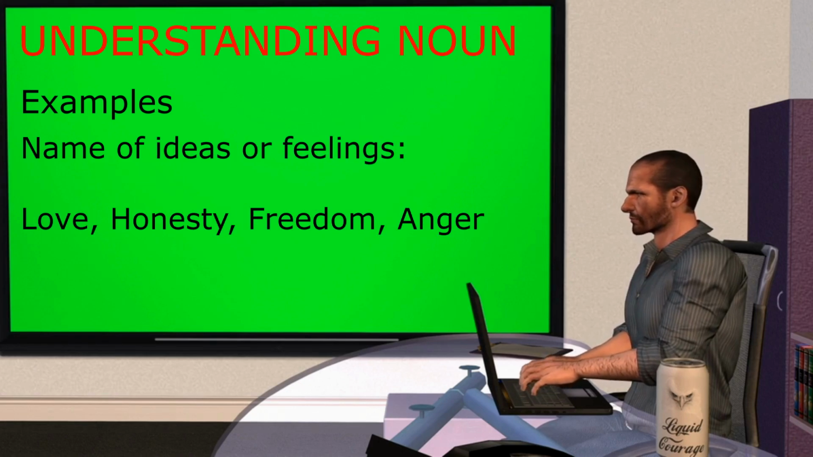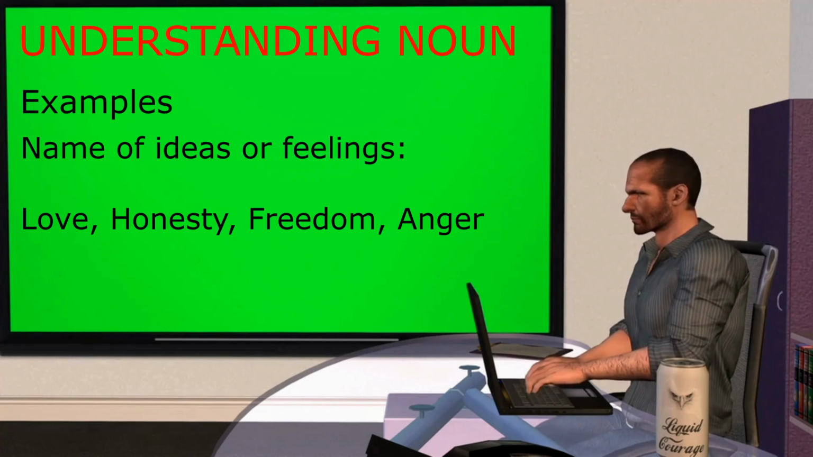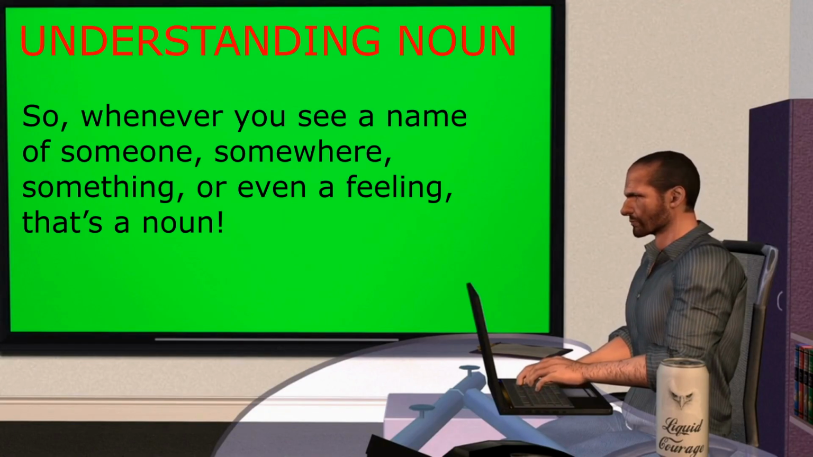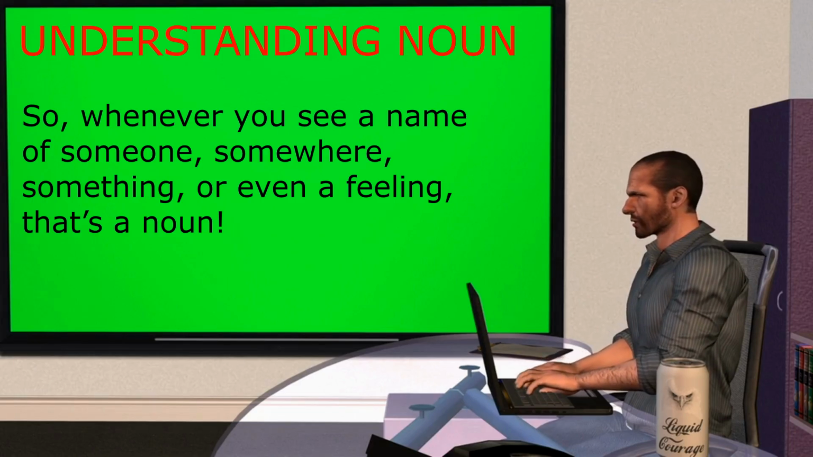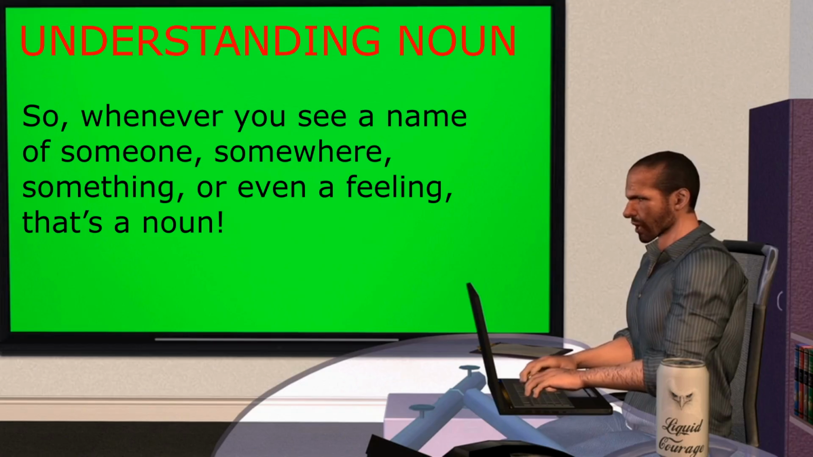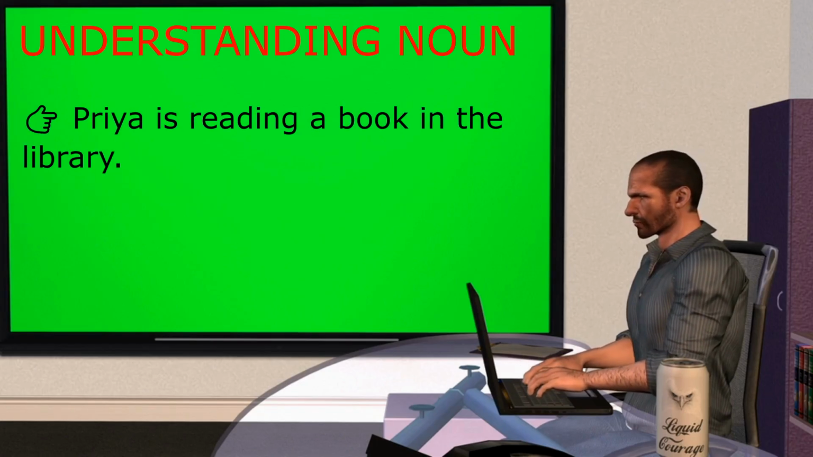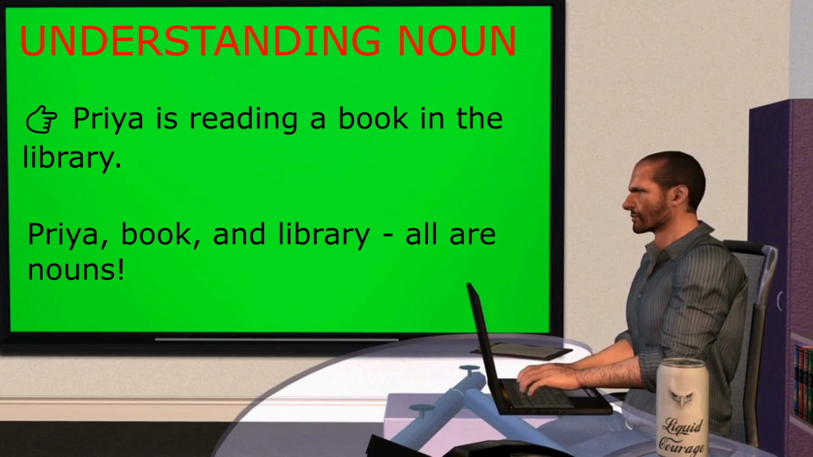Love, honesty, freedom, anger, etc. are the examples of the name of ideas or feelings. So, whenever you see a name of someone, somewhere, something, or even a feeling, that's a noun. Can you spot the nouns in this sentence? Priya, book, and library, all are nouns.